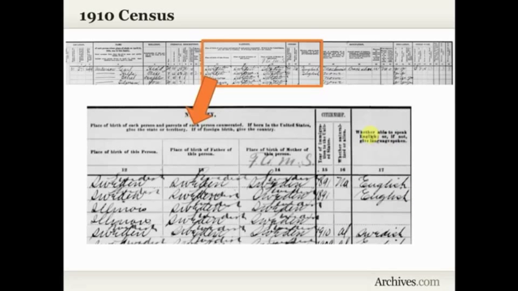And then the column for foreign-born people, especially, a lot of the enumerators would skip this question if the person was born in the United States. But you will see this more often if the person was foreign-born, whether they were able to speak English, and if not, what language did they speak? So the first two people here were both born in Sweden, but they do speak English. The next two people were born in Illinois. The question was left blank. And then this last person I have listed here was born in Sweden, and they only spoke Swedish.